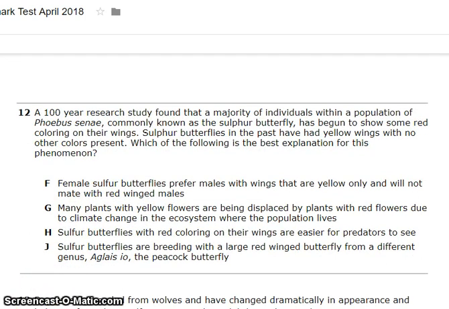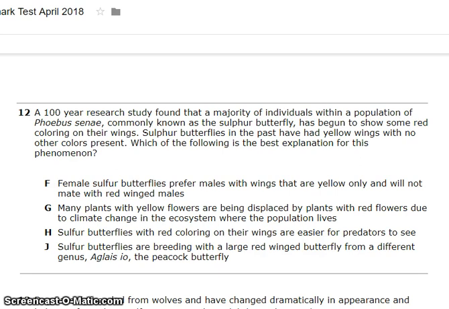Number 12. A 100-year research study found that a majority of individuals within a population of Phoebis sennae, commonly known as the sulfur butterfly, have begun to show some red coloring on their wings. Sulfur butterflies in the past have had yellow wings with no other colors present. Which of the following is the best explanation for this phenomenon?